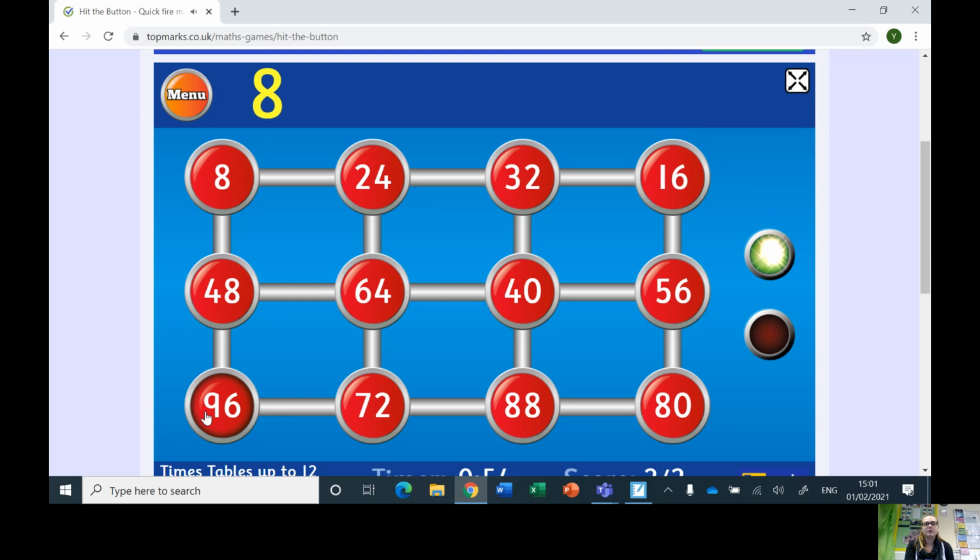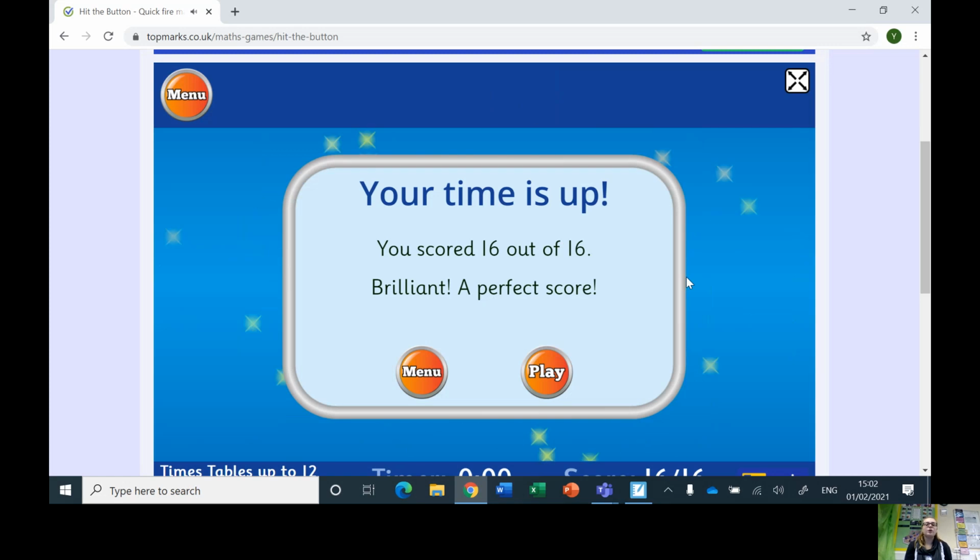12 times 8. 6 times 8. 4 times 8. 5 times 8. 10 times 8. 11 times 8. 6 times 8. 5 times 8. 10 times 8. 6 times 8. 10 times 8. 5 times 8. 3 times 8. 11 times 8. 7 times 8, my favourite. 1 times 8. Oh, we got 16, so we did better then.